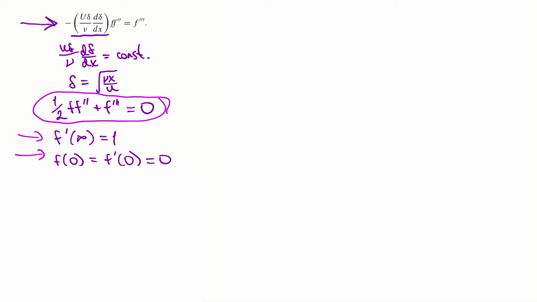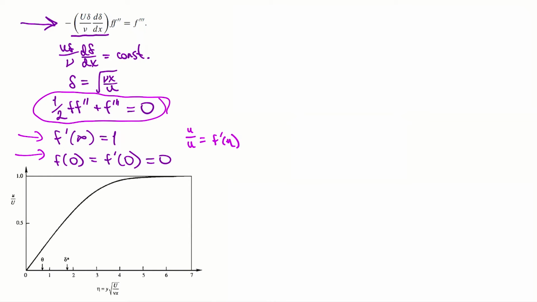Nowadays, we can solve the problem with a computer. Of course, we can use techniques like the Runge-Kutta method. A resulting profile we're going to have, right? So we're going to have u over U equals f prime of eta, right? That's shown down here in this figure at the bottom.